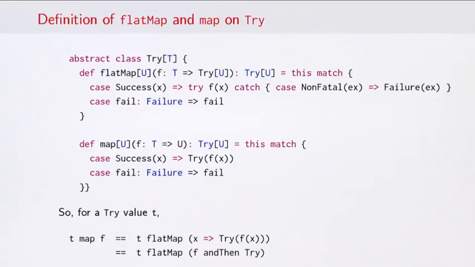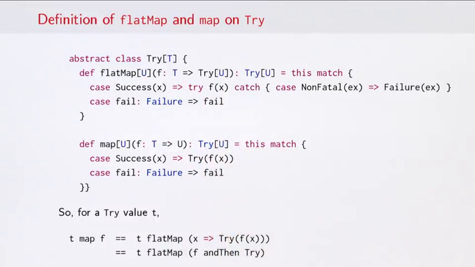Let's look at flat map first. So flat map takes a function from the domain T, gives us a Try of U. And what it would do is it would say, well, if we start out with a success, so we have a value x, then let's apply f to x.